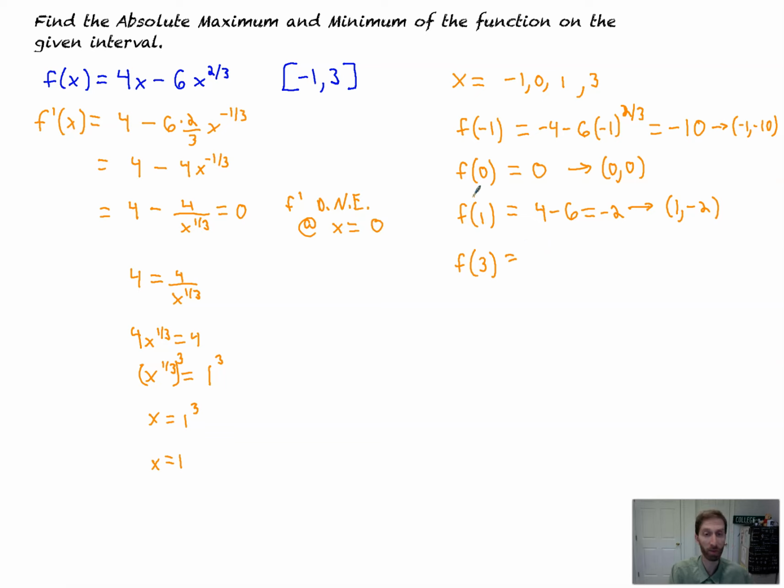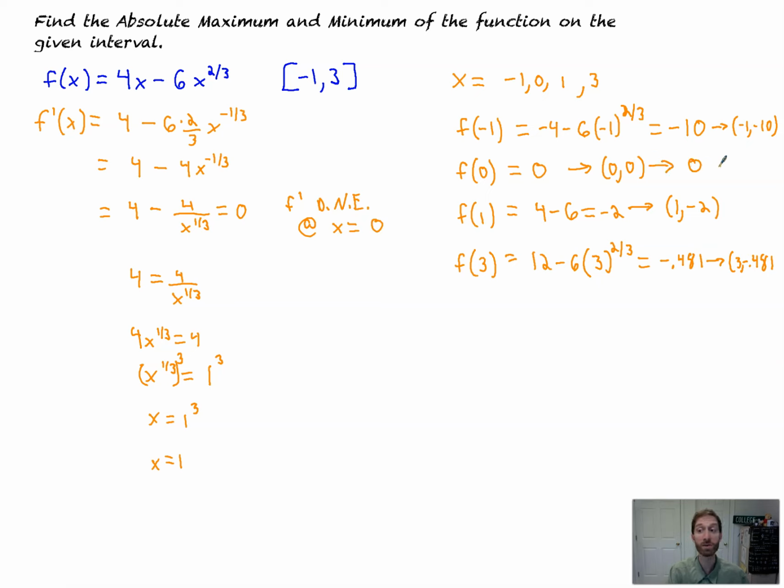You would have a calculator in a problem like this. That equals 4 times 3 is 12, minus 6 times 3 to the 2/3. Yeah, that's kind of hard to do mentally. So in the calculator I get -0.481 approximately. So that point is the point 3, -0.481. Okay, so a very close second to the maximum, but the maximum value is 0, 0.